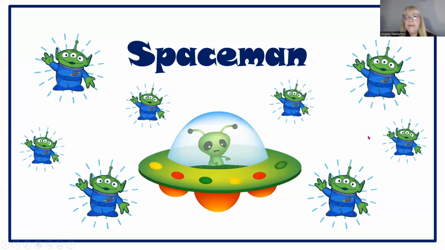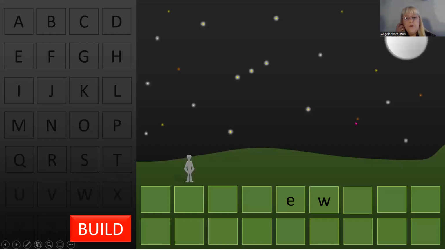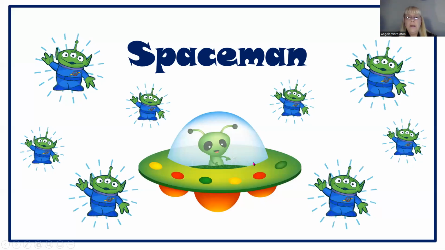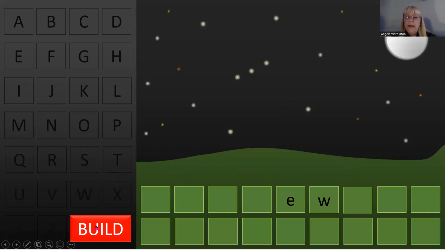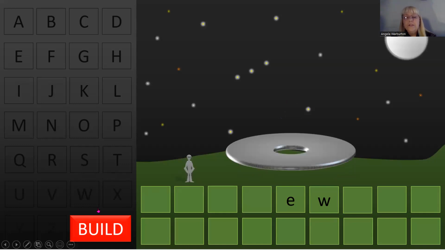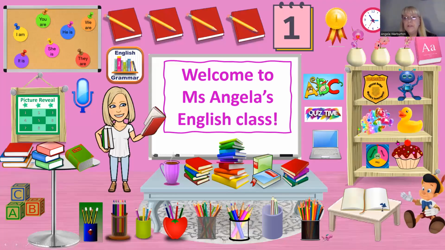We also had Spaceman, which is very much like Hangman. And, let me go back. And as they got words incorrect, you would build the spaceship, and the alien would go in and it would fly away. So the whole idea with this was to be able to get the Hangman words correct.